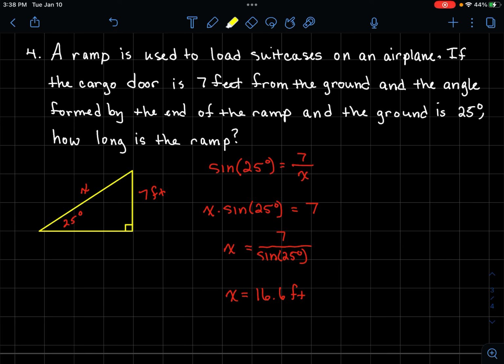So there's your short introduction to the trig ratios of sine, cosine, and tangent and their application.